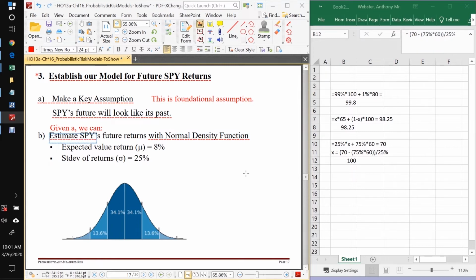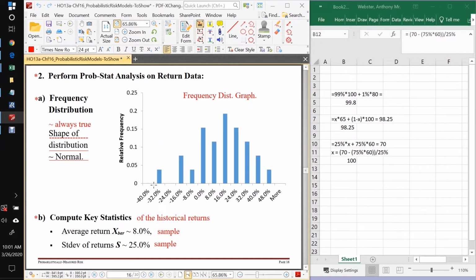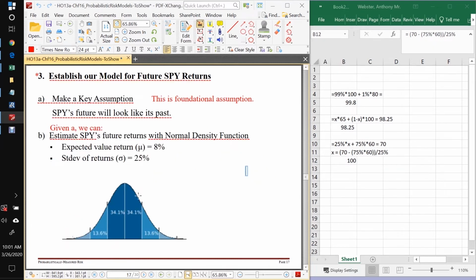Okay, so what we're going to do is morph this frequency distribution into, say, hey, let's model this as completely normally distributed using the normal density function. Let's morph our sample expected value into the expected value of the normal density function, which we'll call mu, and the standard deviation from our sample, S, into the standard deviation of the normal density function, which we'll call sigma.